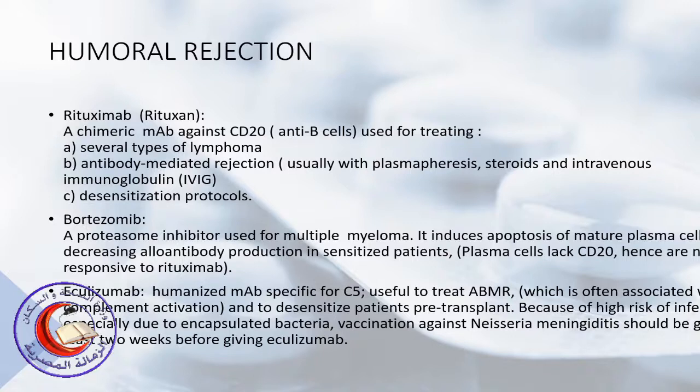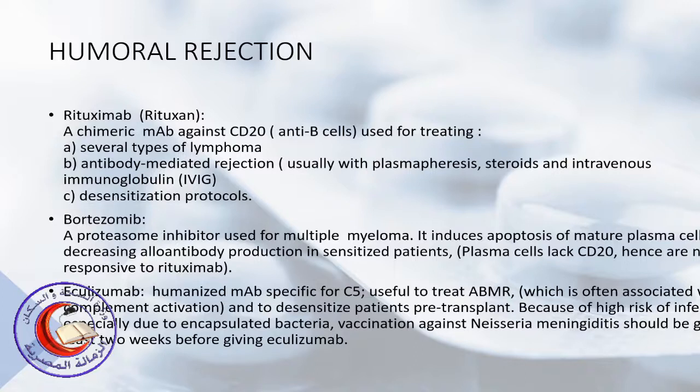Plasma cells lack the CD20 of B cells, hence are not responsive to rituximab. Eculizumab is a humanized monoclonal antibody, "zu" meaning humanized, against the fifth component of complement. It is useful to treat antibody-mediated rejection, which is often associated with complement activation, and to desensitize patients pre-transplant.